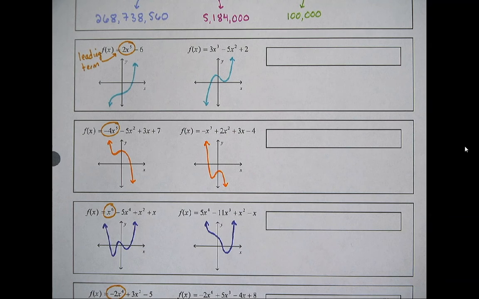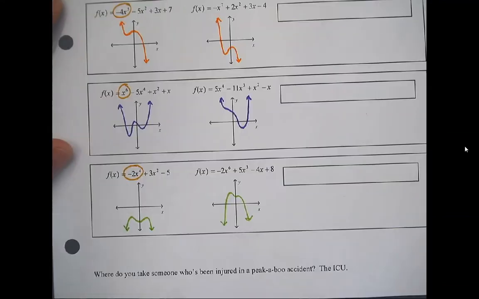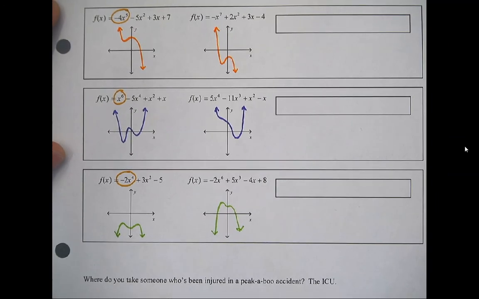Okay, your picture should have looked something like this. What we want to talk about is the end behavior. So this is what your graph should look like. I kind of covered up that last one there.